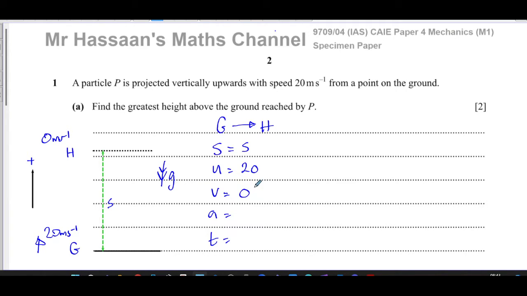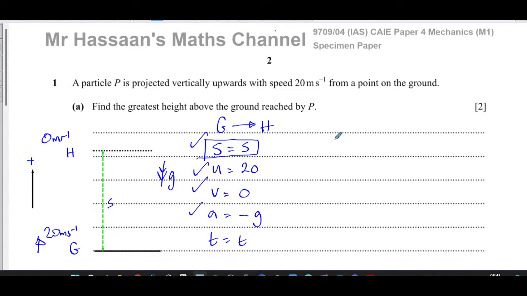So V is 0, and A is the acceleration due to gravity, which is down, and we've taken up as positive, so I'm going to put here negative G. I'm going to put the value of it at the end. And T, we don't really have to find what T is, okay? What we have to concentrate on is finding what S is. It told us to find S. So we have to have an equation which deals with S and U and V and A for us to find this greatest height, which we called S.